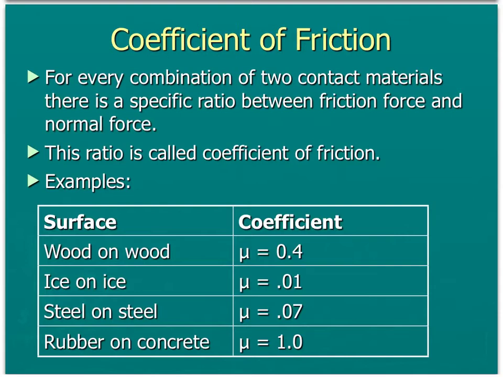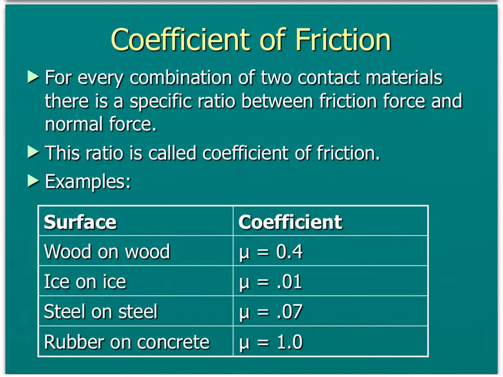But you can see a lot of this makes sense if you have objects where we know there's little friction that exists. For example, between ice and ice or steel and steel, you see that the coefficient of friction is much smaller, 0.01 for the ice on ice and 0.07 for steel on steel. And you see a larger coefficient of friction if you have two surfaces that you know you're going to experience a lot of friction between.